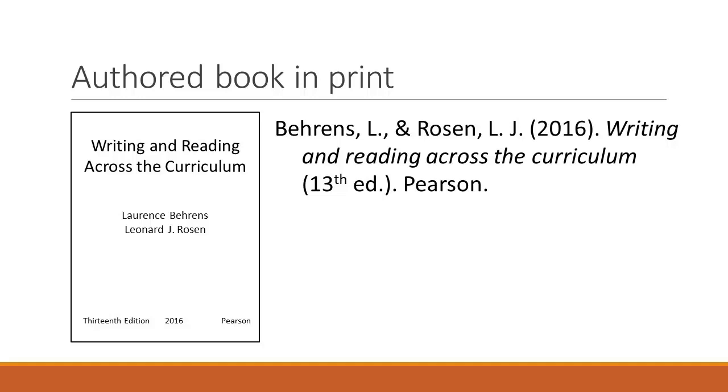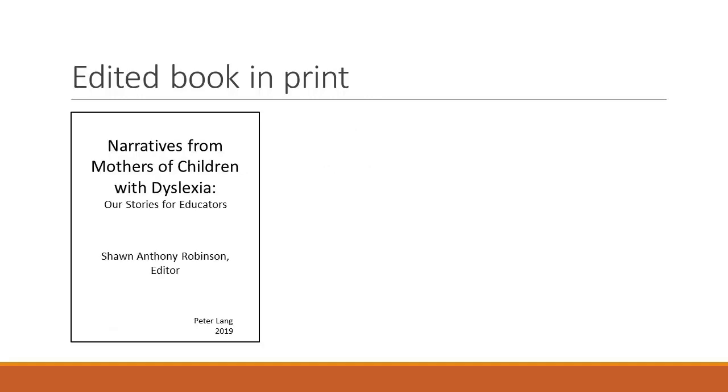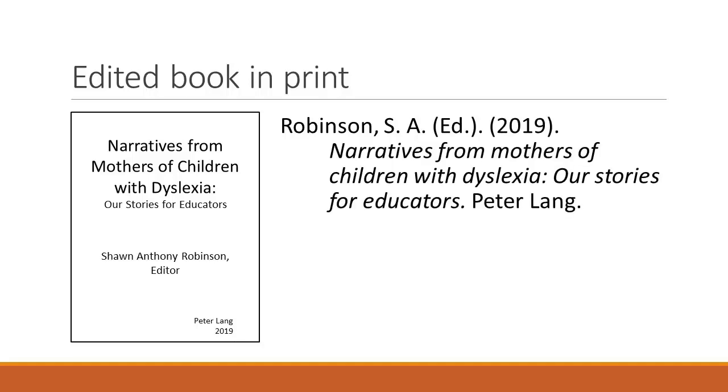Next, let's take a look at a basic citation for an edited book in print. This citation will follow the same model as an authored book, but will include the abbreviation Ed. for the editor's name, or Eds. if there is more than one editor. A correct citation for this book would look like this.